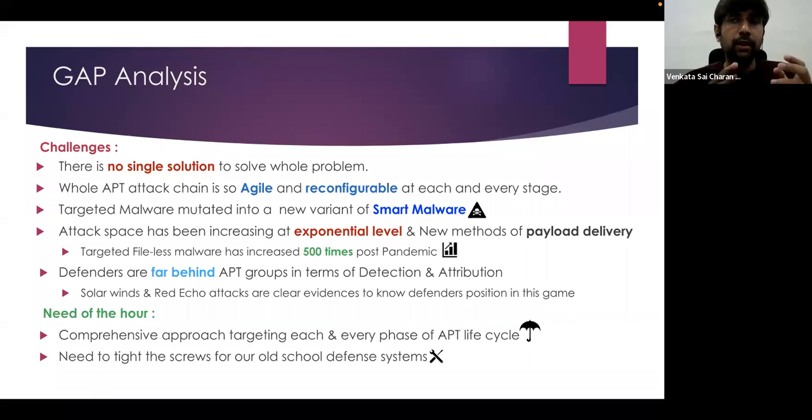Another problem that we observe here from IIT Kanpur is that the whole APT life cycle is so agile and reconfigurable. That means they constantly change these patterns or TTPs in each life cycle phase of APT. Sometimes they will come up with an XSS attack, and next time they will come up with a new XSRF attack for exploiting the same vulnerability. So the APT life cycle is very agile, and detection becomes very difficult in real time.